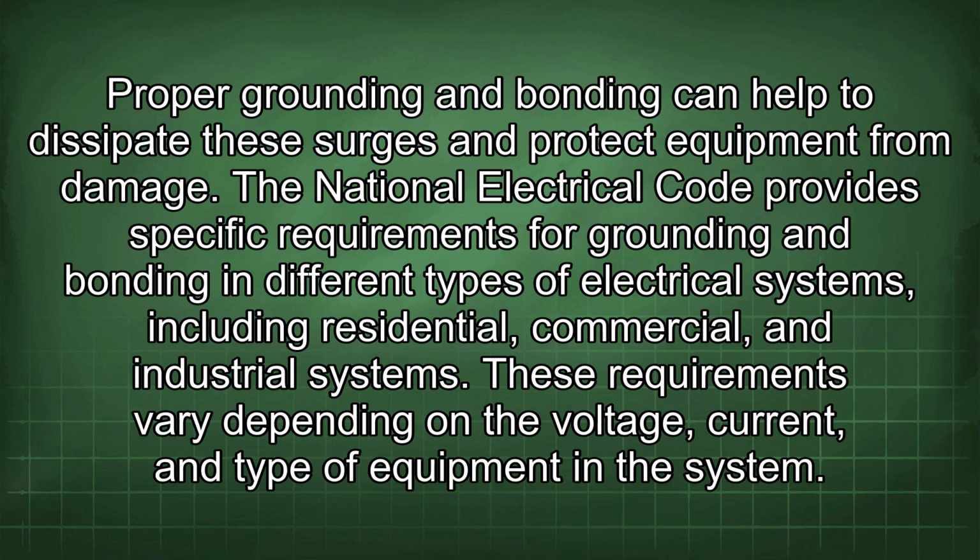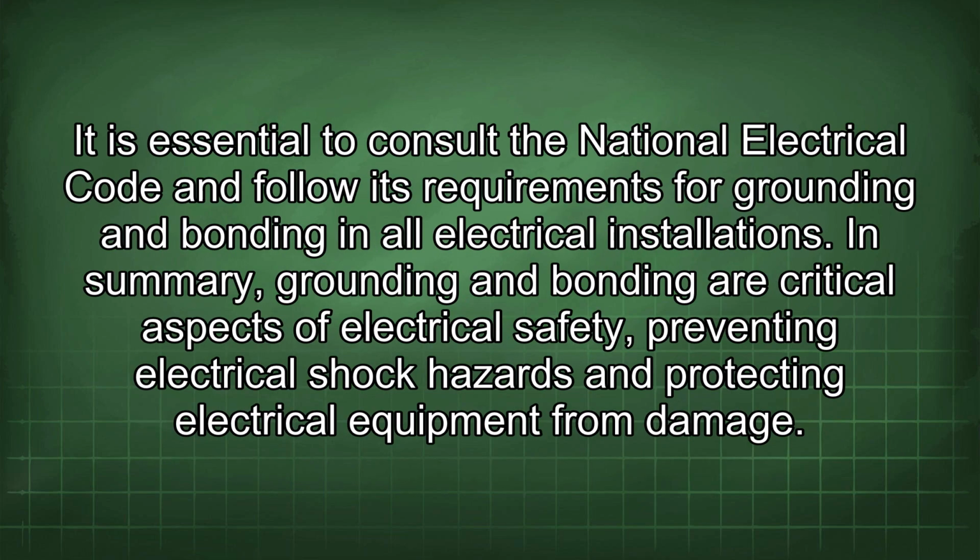The National Electrical Code provides specific requirements for grounding and bonding in different types of electrical systems, including residential, commercial, and industrial systems. These requirements vary depending on the voltage, current, and type of equipment in the system. It is essential to consult the National Electrical Code and follow its requirements for grounding and bonding in all electrical installations.